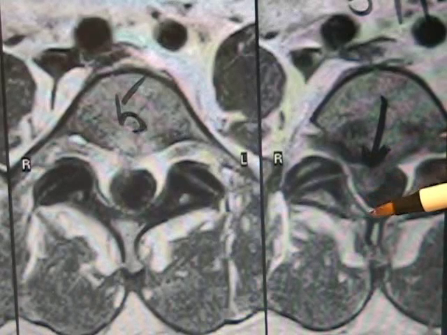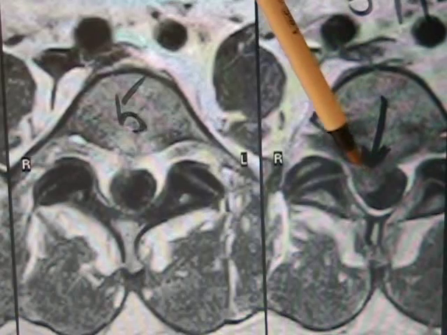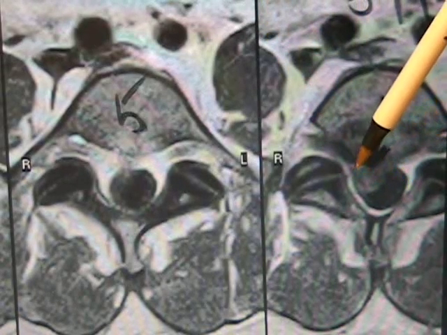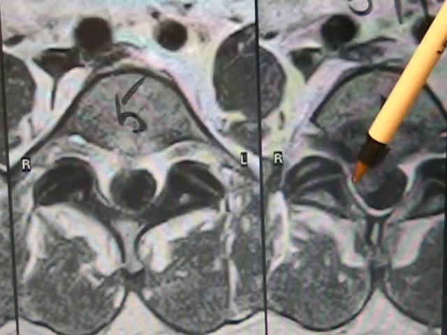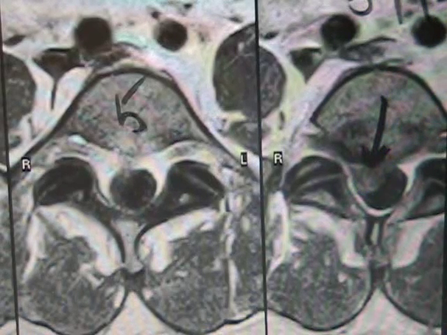Now we can see the sac containing the nerve roots has some pressure effect coming across this way here, and in addition, the nerve root that sits in the corner here would be compressed by this disc coming out. So these are the sort of images that we look at and what we're looking at.